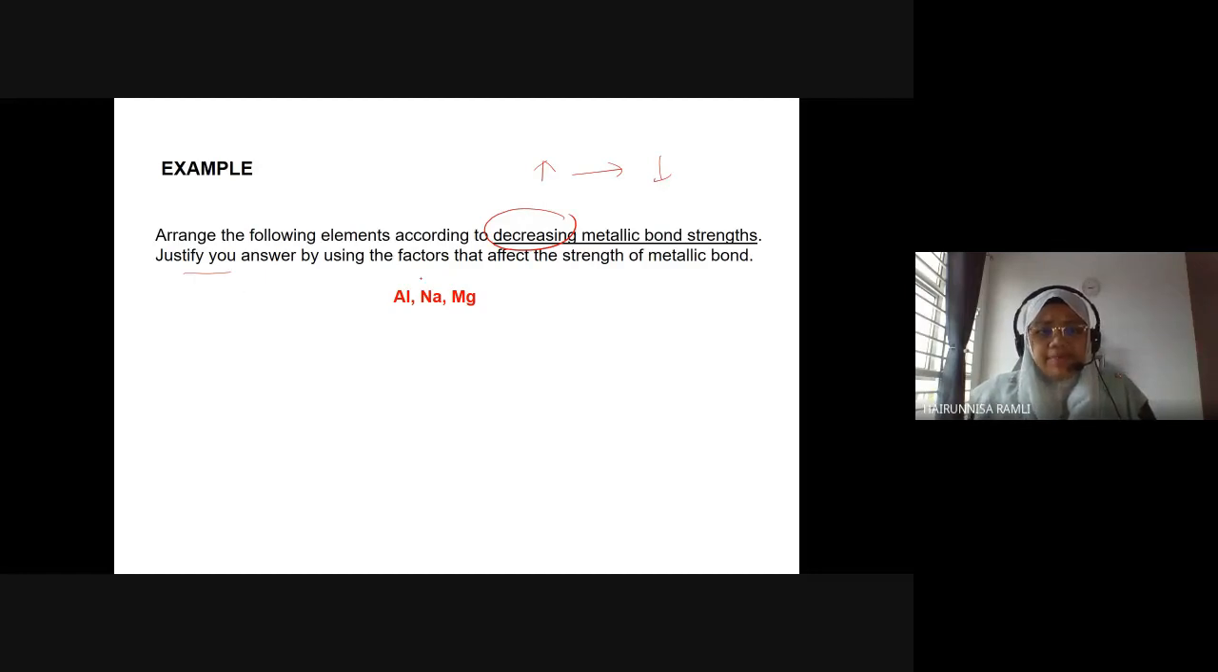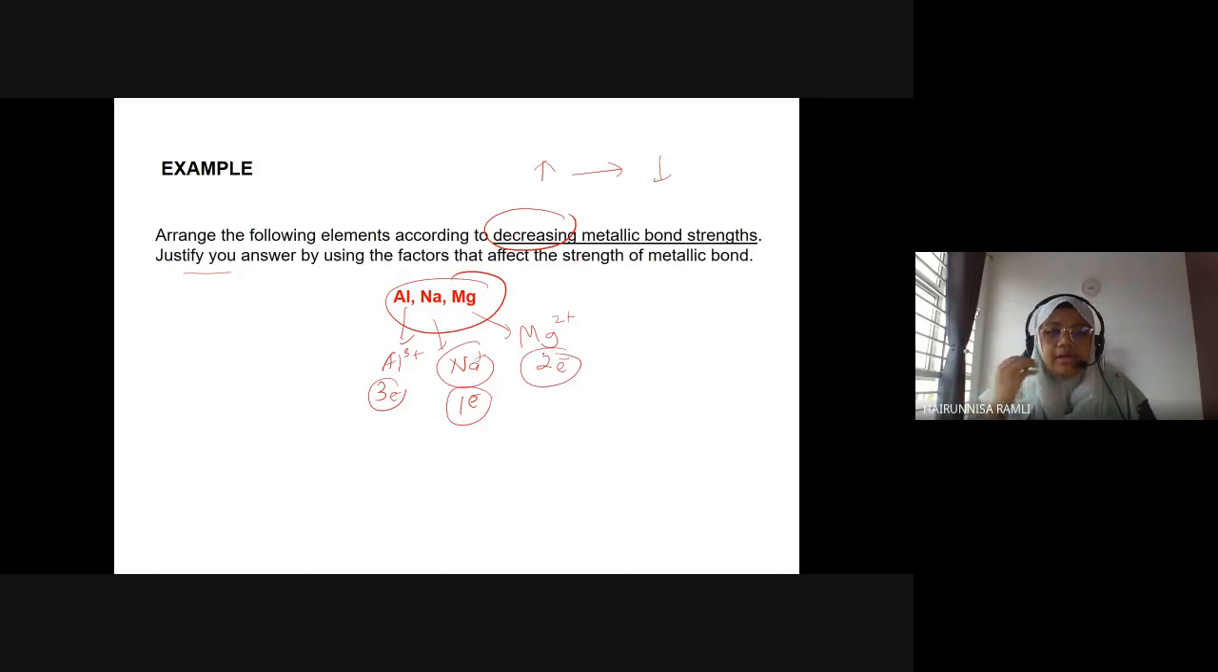Justify your answer. Okay, so you have Al and Mg. So Al, let's say if it becomes an ion, this is Al3+, this is Na+, this is Mg2+. Meaning, you have 1 valence electron, you have 2 electrons. This one, you have 3 electrons. Like I said earlier.